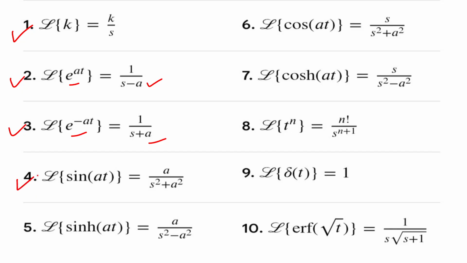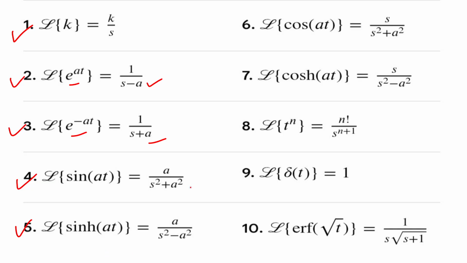Then formula number 4, Laplace of sine at. Laplace of sine at is a over s square plus a square. For example, Laplace of sine 3t will be 3 over s square plus 3 square. You have to just replace a by 3. Formula number 4 and 5 are the same: in formula number 4 we have the sine at term, and in formula number 5 we have the sine h at term. So sine at is a trigonometric term and sine h at is a hyperbolic term.